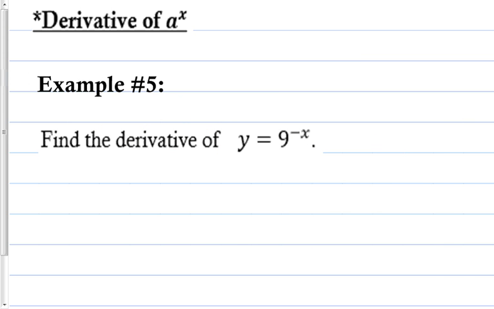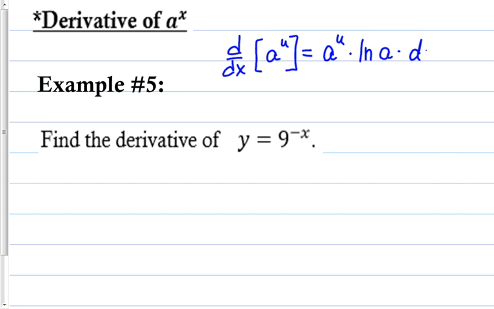All right, now we jump to the derivative of a to the x, functions where the x is the exponent. So find the derivative of y equals 9 to the negative x. Now, let's recall. The derivative of a to the u is itself times the natural log of a, which will usually be just the number, times the derivative of u. Okay? So here, let's break this down.